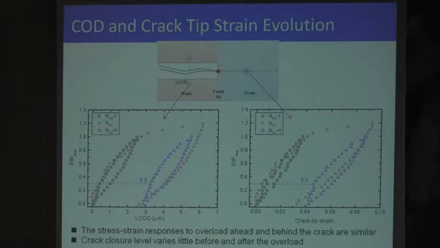So here are the black ones. It's the strain response. I beg your pardon. Before the overload is black, the red is the overload, the blue is after the overload. This is taken from the wake of the crack, and this is taken ahead of the crack tip. And you can say that those two are quite similar.